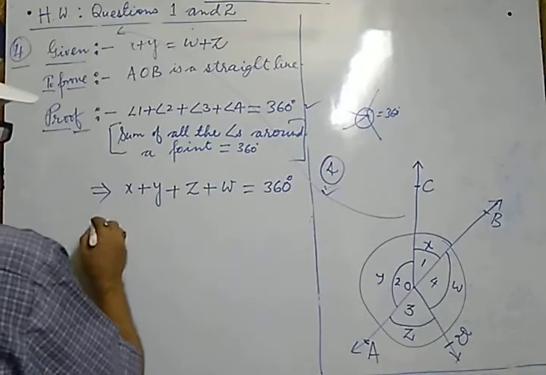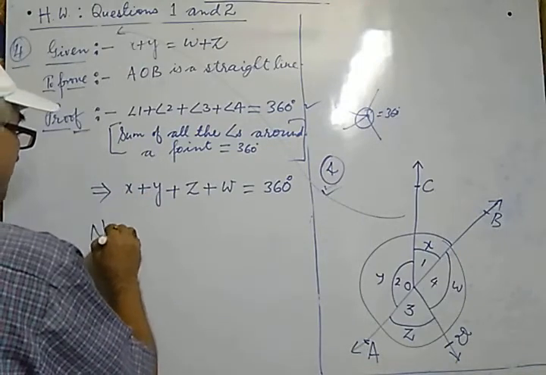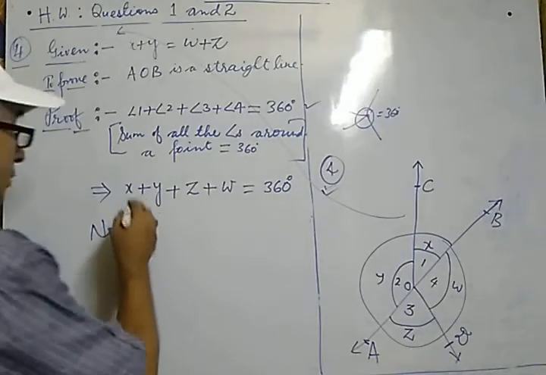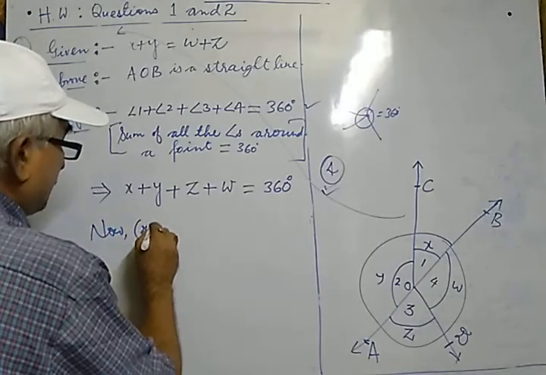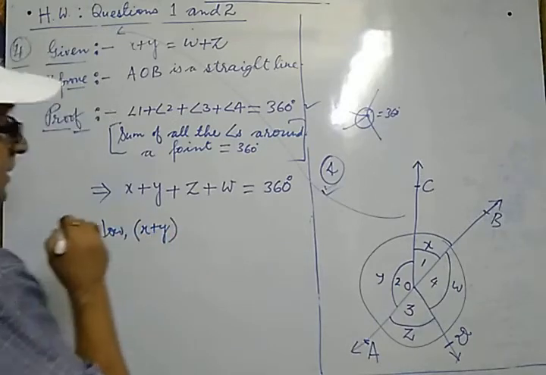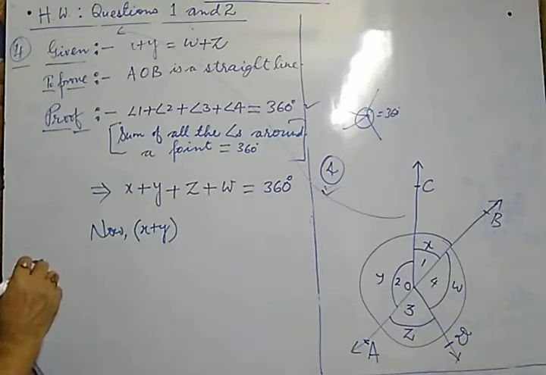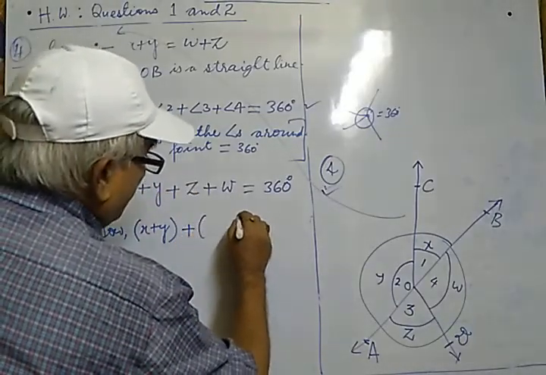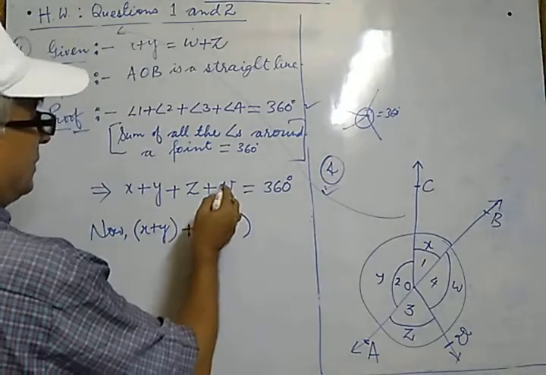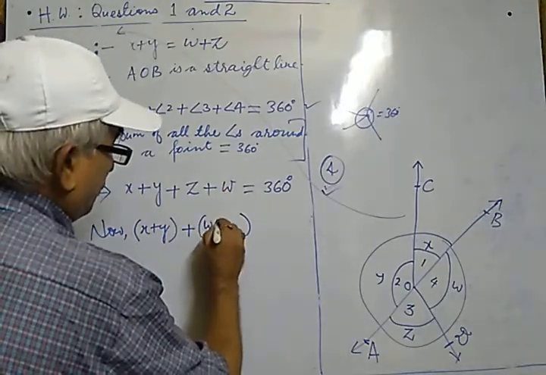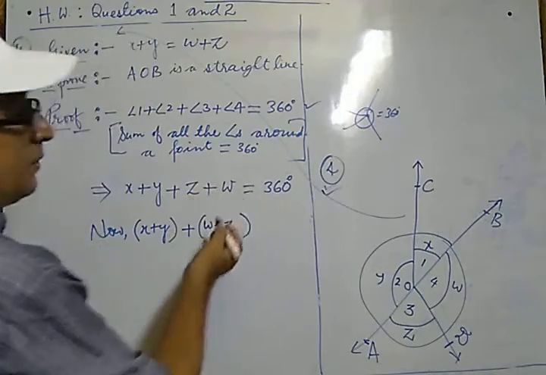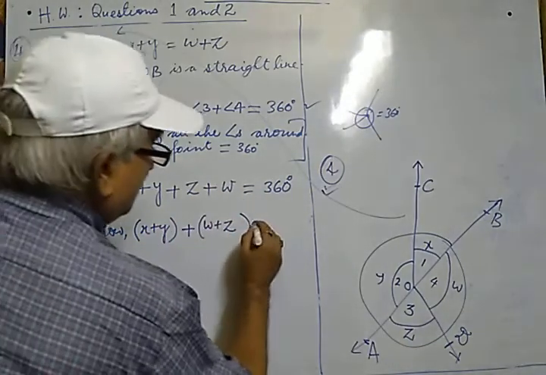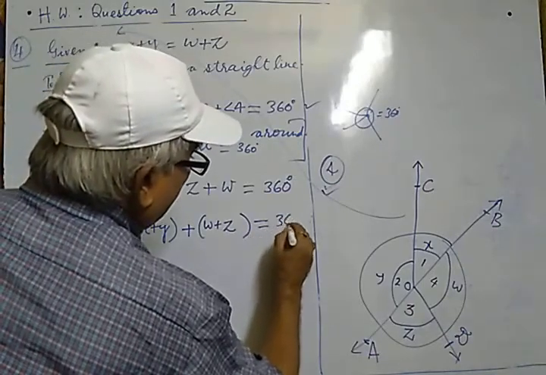Now this will be regrouped. How can we note down this one? x plus y will be noted down in a bracket. In the second bracket, we have to note down the remaining items. Firstly w, then z. z plus w can be noted down as w plus z, in the second bracket, equal to 360 degrees.